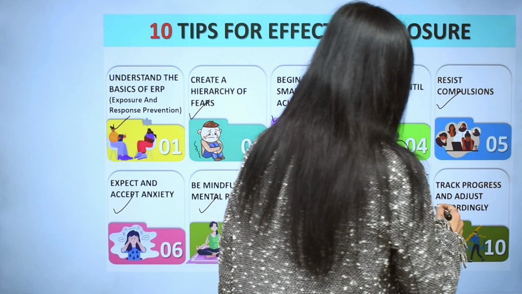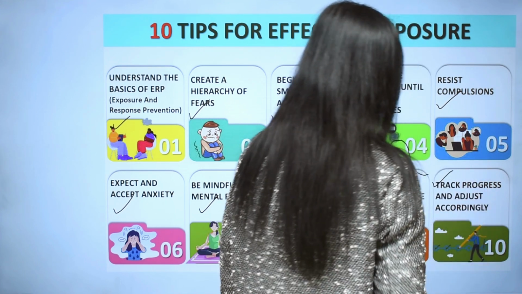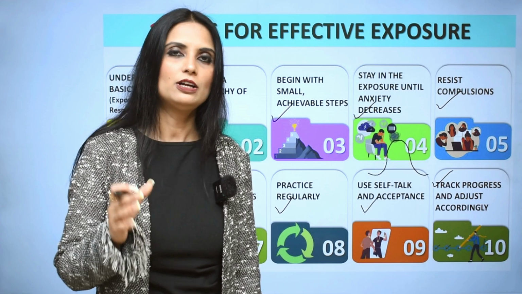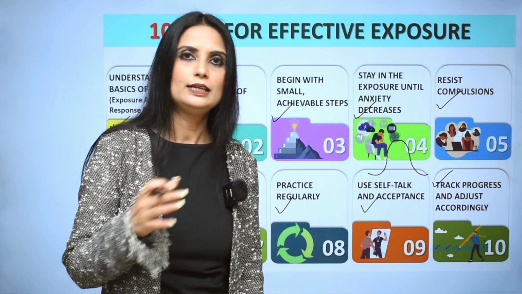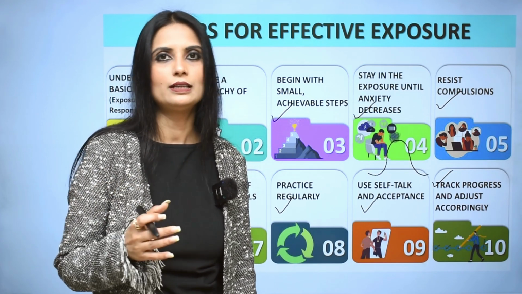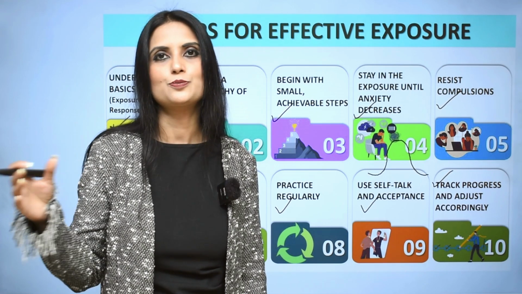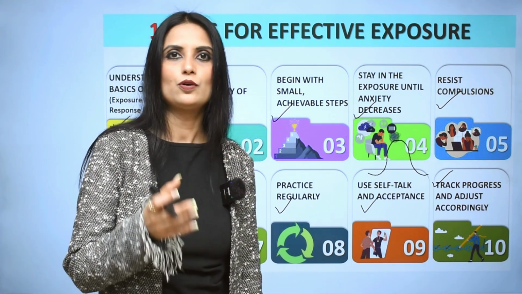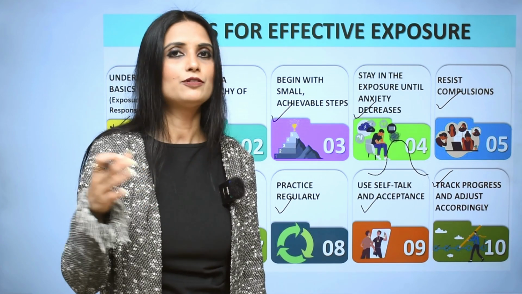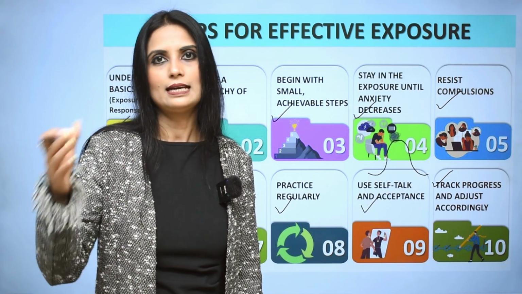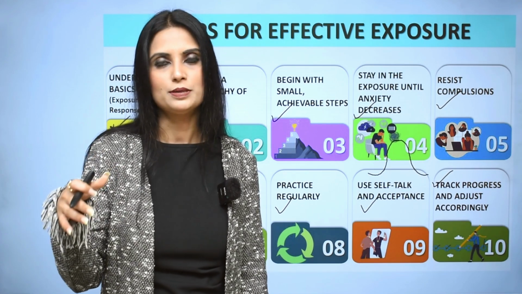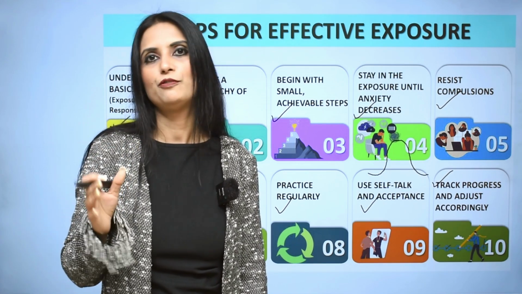And next, the last and most important tip is track progress and adjust accordingly. You need to document your progress. After every exposure, write down your progress. How did you feel during the exposure? How are you feeling after the exposure? And rate yourself. Before exposing, your anxiety level was, I think, 7, 8. After exposure, is that anxiety level going down or up? So you need to track your performance so that you can keep an eye on your performance.